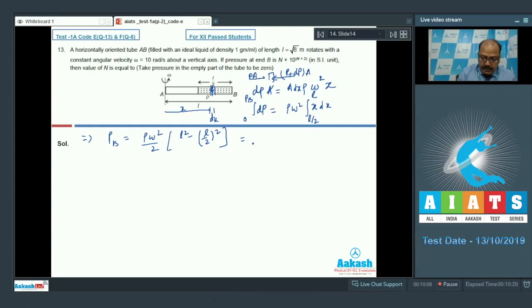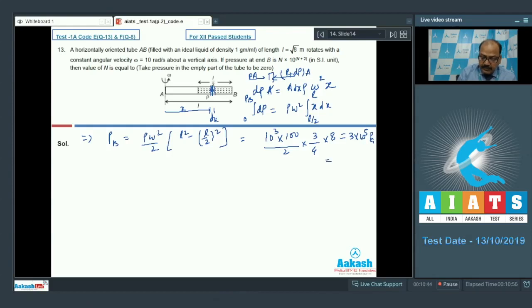Solving it further and putting the values, rho here is 10 to the power 3 in SI units, so we get 10 to the power 3. Omega square is 100 by 2 into 3 by 4 L square, and the value of L square is 8 SI units. So solving it, we get 3 into 10 to the power 5 Pascal.